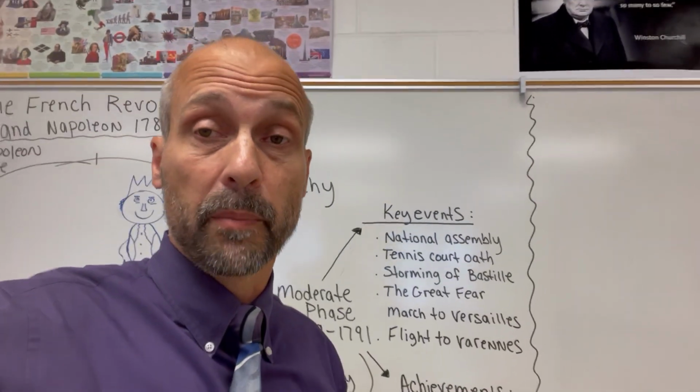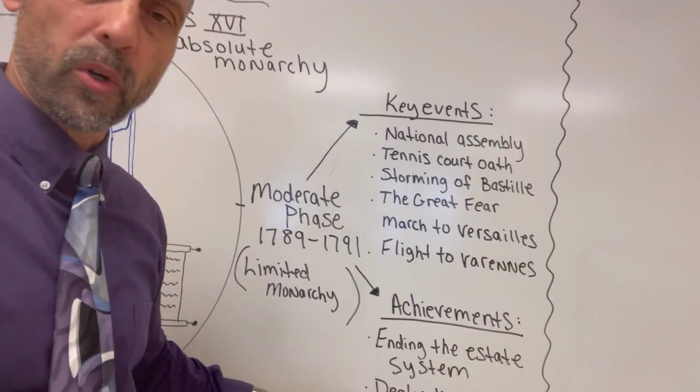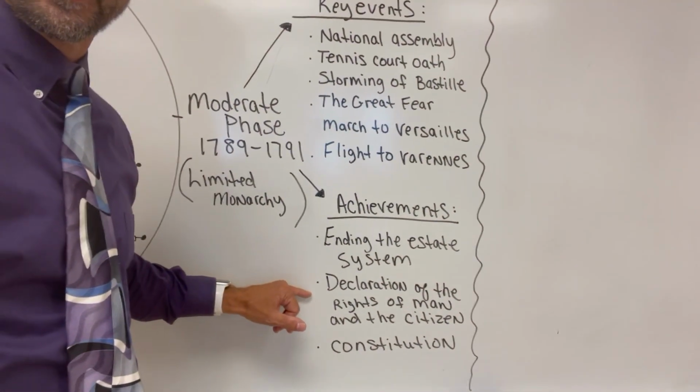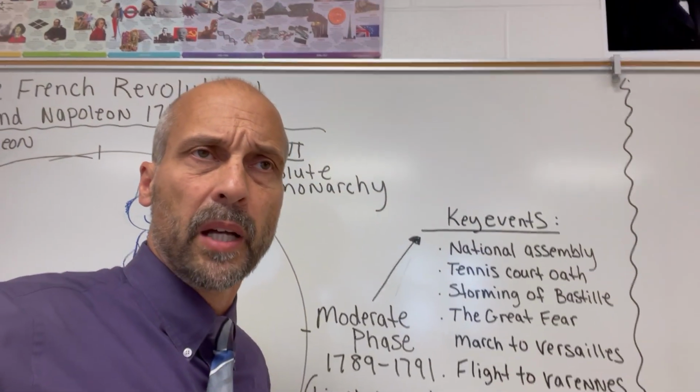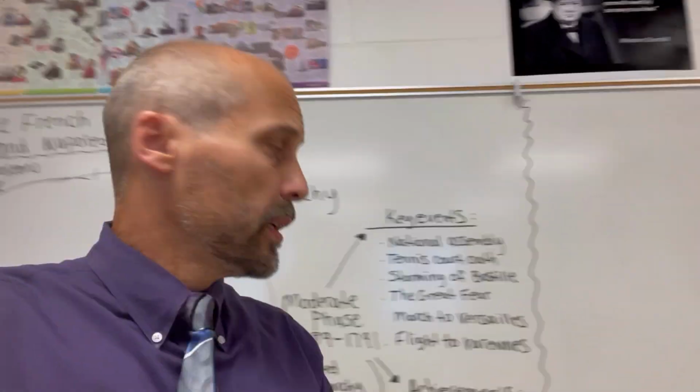But right now, before we move on from the moderate phase, let's focus on some of the positive achievements that came out of it, because quite honestly, there were several really big achievements. Let me guide your attention down the board. I wrote a few of them down right here. The ending of the estate system. That's one of the first things that happened at the meeting of the States General when the Third Estate declared themselves a National Assembly. Ultimately, they ended that old structured system. The First, Second, and Third Estate ended early on, so that is no more.